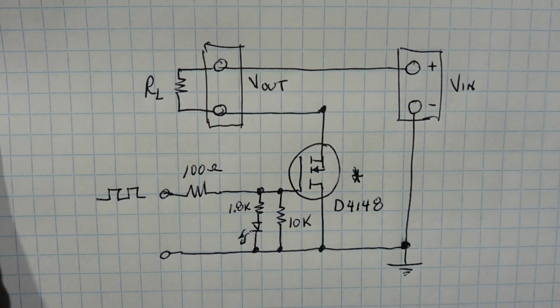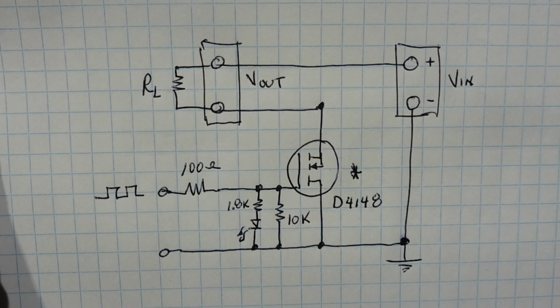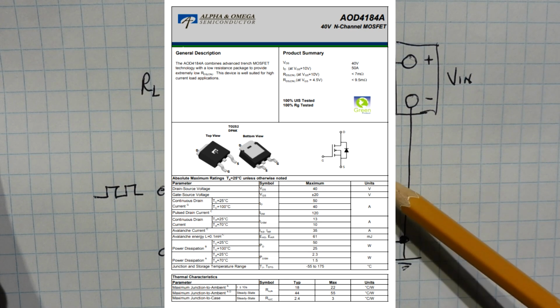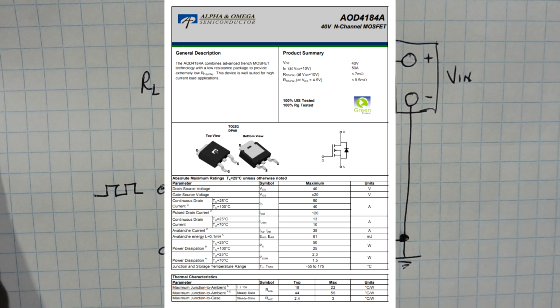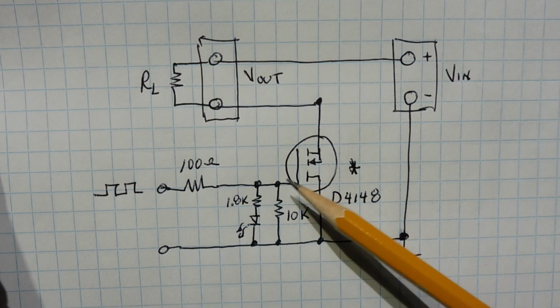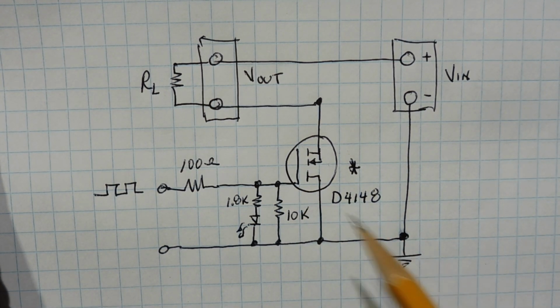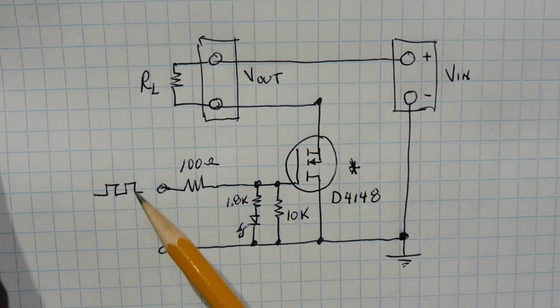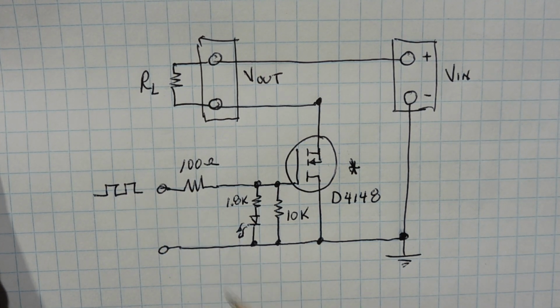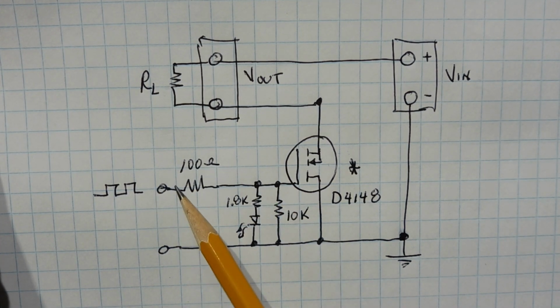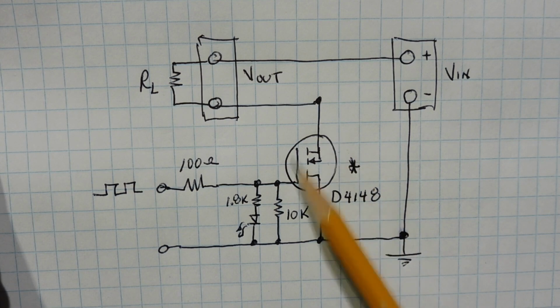Okay, here's the schematic diagram of the MOSFET driver board, and you can see the N-channel MOSFET. It's a D4148. There's actually 2 of them in parallel to increase the current capacity. We have a resistor from the gate to source. It's a pull-down resistor, a 10K. We have an indication LED, which indicates if there's any PWM input, the trigger input, with a resistor in series, a 1.8K. And we have a series resistor, 100 ohm, into the gate of the MOSFET.